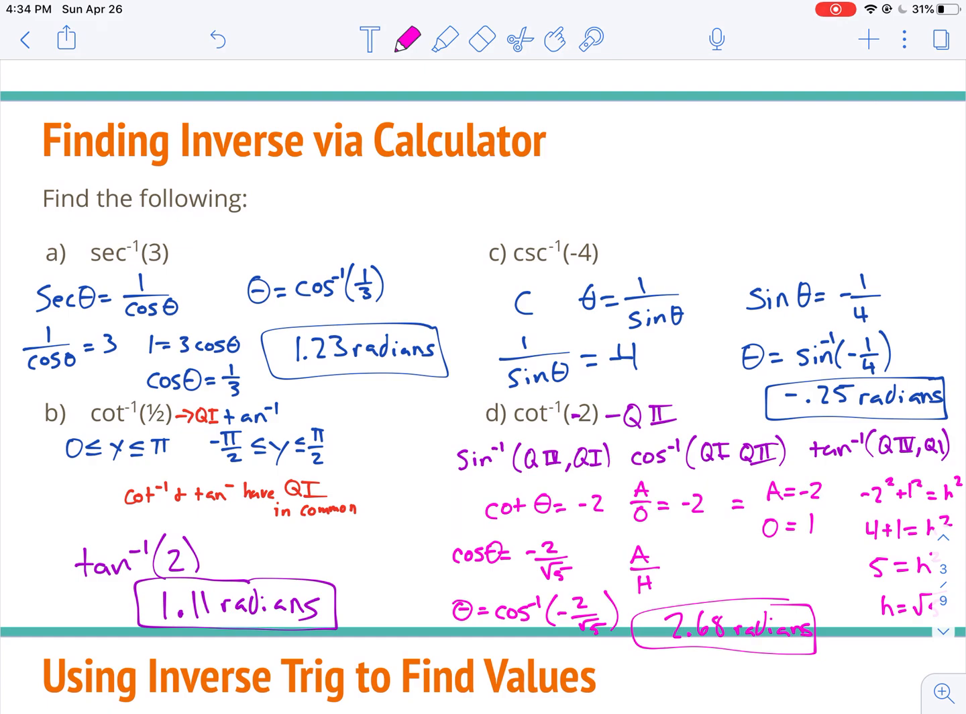So if I'm looking at a cotangent in quadrant 1, I just go ahead and do the inverse tangent of the reciprocal value. If I have a cotangent in quadrant 2, unfortunately, I do have to go through and find the hypotenuse. There's just no way around that. And to work with what I have with the TI-83, I have to go through the process of finding that hypotenuse.